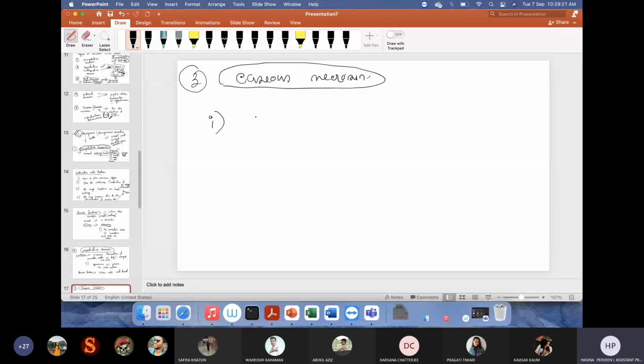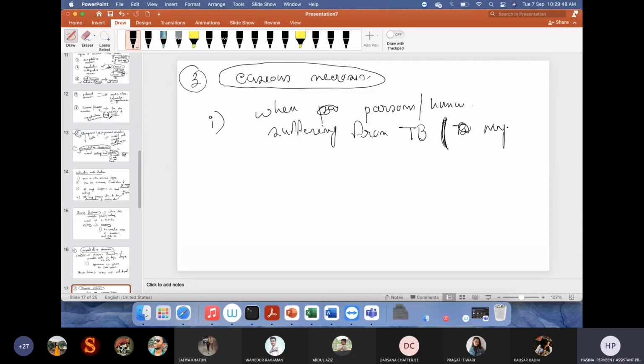So it is when persons or humans are suffering from TB, and which pathogen is responsible? This is the Mycobacterium tuberculosis. Okay.